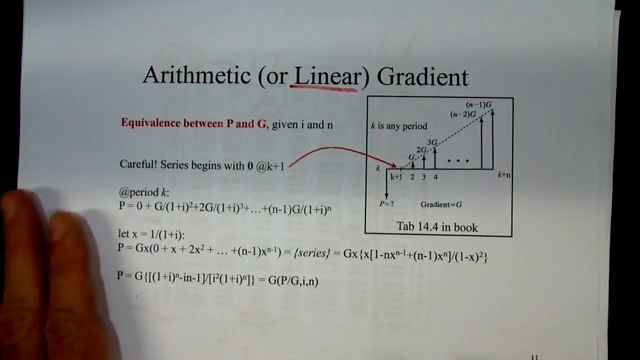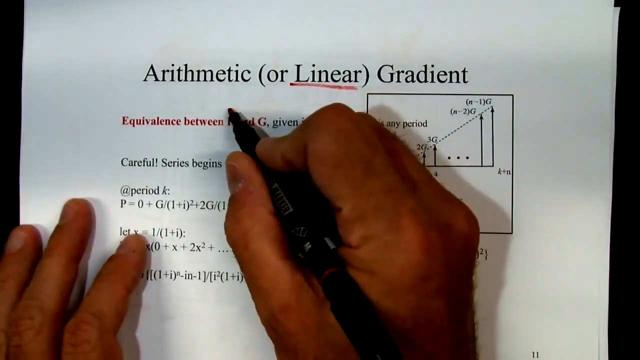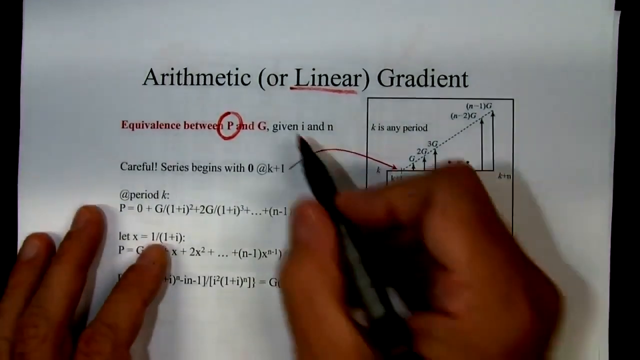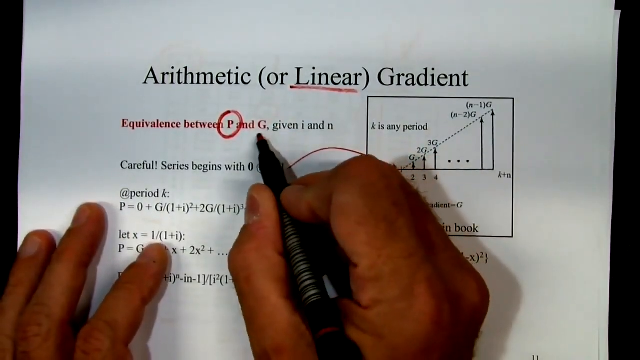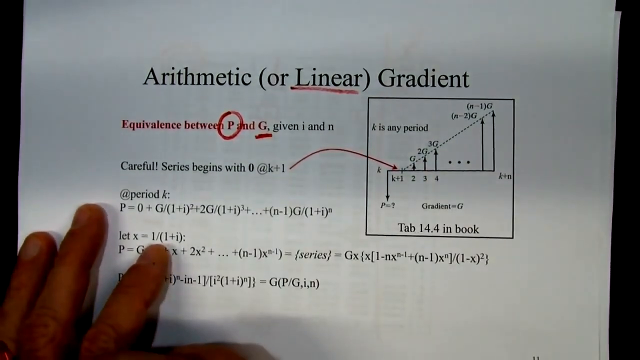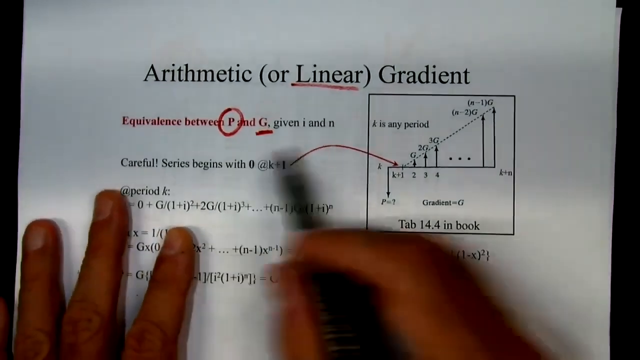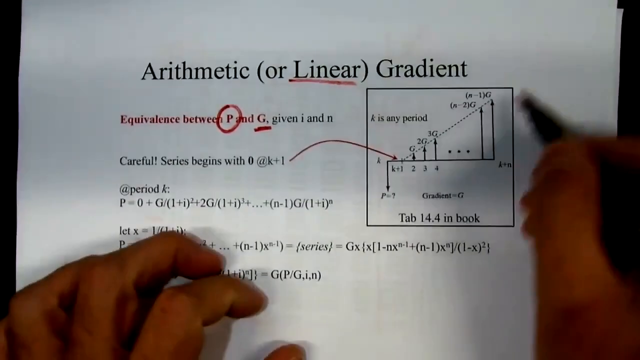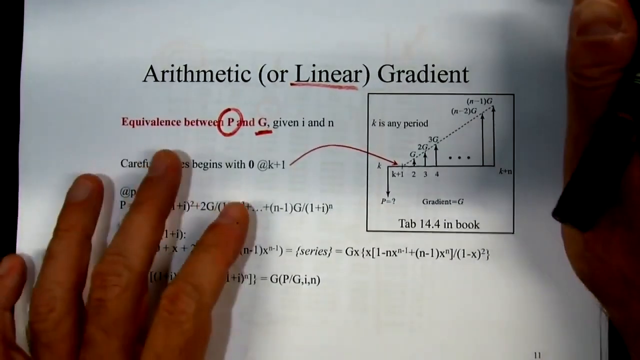An equivalence between a given amount P and a so-called linear gradient, which is identified with just the number G, but graphically it looks like that. So this one is the meaning, and it's also in your book.